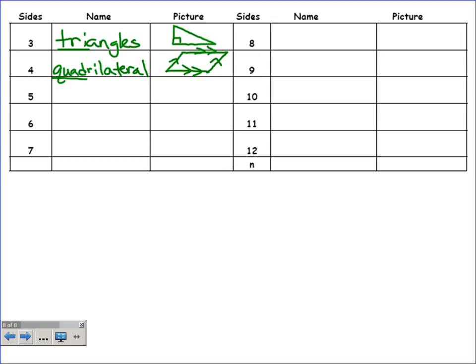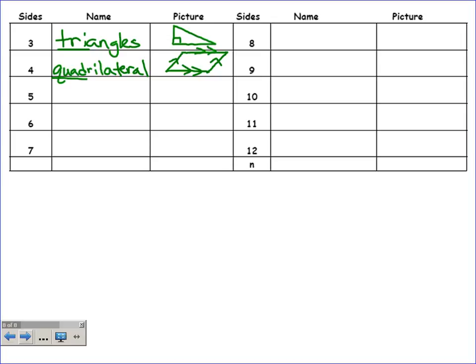I have a question. What is this one called? A rhombus? That's a trapezoid. It's basically a triangle with its head cut off. So is that a four-sided figure? Yeah, because there's four sides, right?